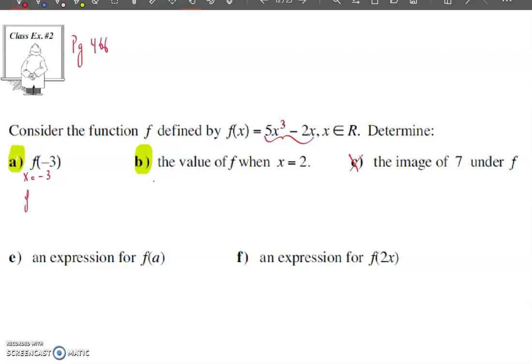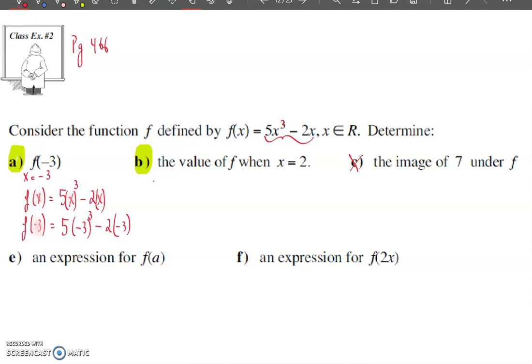Here we're trying to find f at -3. So I write down my given function first. Then remember, wherever there's an x, I'm going to substitute what they're asking me to find, which is -3 for x. So wherever there's an x, we're going to put that -3 in there. It'll be 5 times -3 cubed minus 2 times -3.